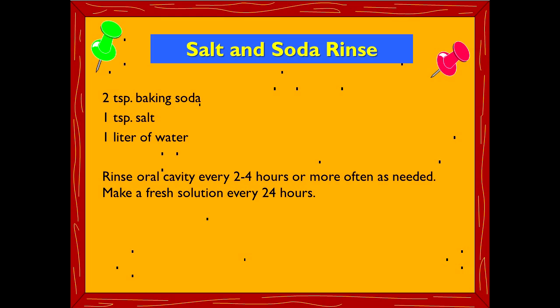The recipe for salt and soda rinses is 2 teaspoons of baking soda with 1 teaspoon salt in 1 liter of water. It's recommended that they make a fresh solution every 24 hours. Another intervention is that you could have them make a smaller amount in about 8 ounces of water, and that they perform these rinses before and after they eat meals and before and after they take their medicines, at least 4 to 6 times a day.